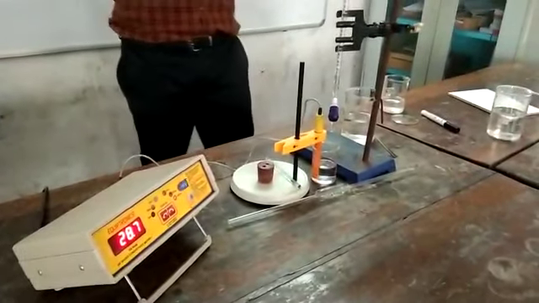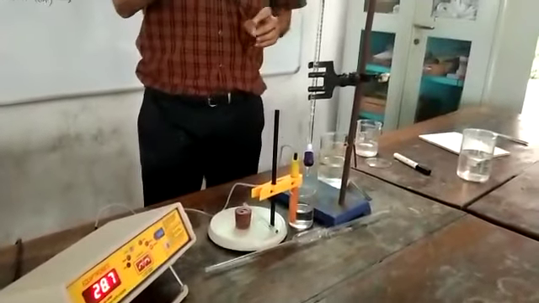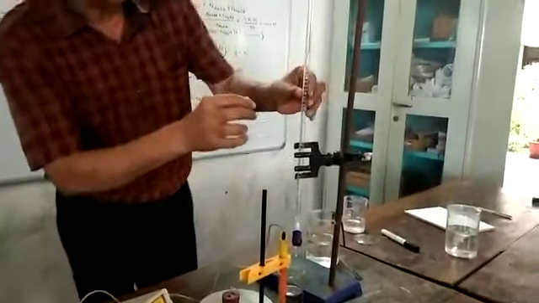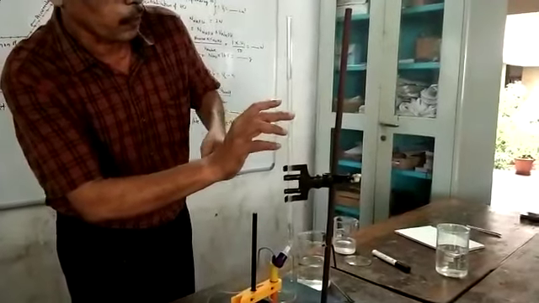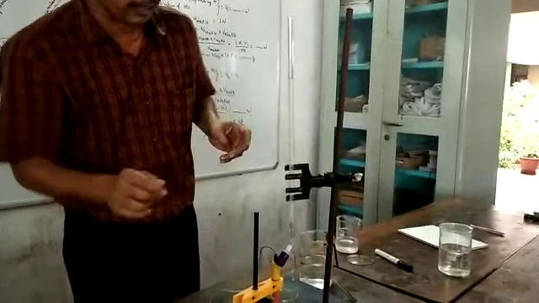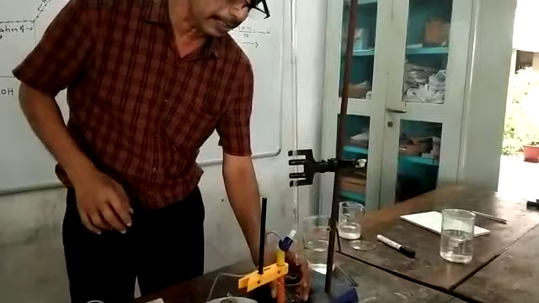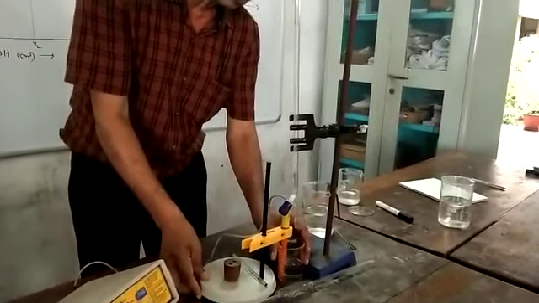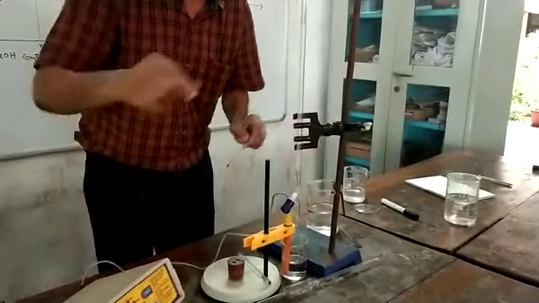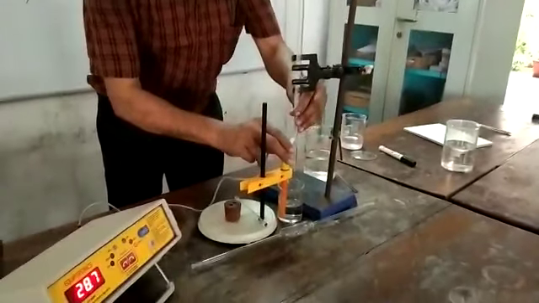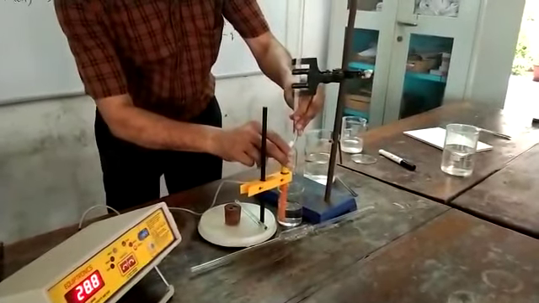Now, you have to start adding solution from the burette in 0.5 ml portions. So, this is 0, this is 0.5, then 1, 1.5, 2, 2.5, like that you have to add. After each addition, we will stir the solution and take the conductivity reading. I will slowly add 0.5 ml of solution into this.